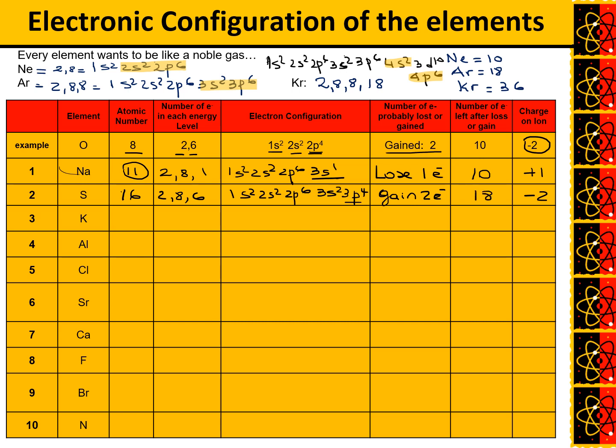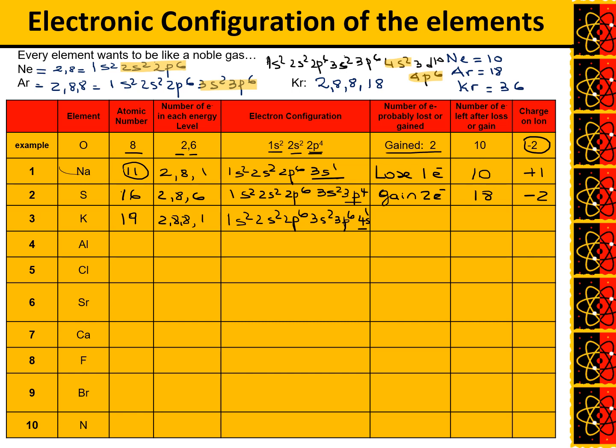Now, potassium is 19, so it's going to be 2, 8, 8, and 1. Where do I get this? From the periodic table. And I'm going to do the electronic configuration. 1s2, 2s2, 2p6, 3s2, 3p6, 4s1. Okay, again, same as before.